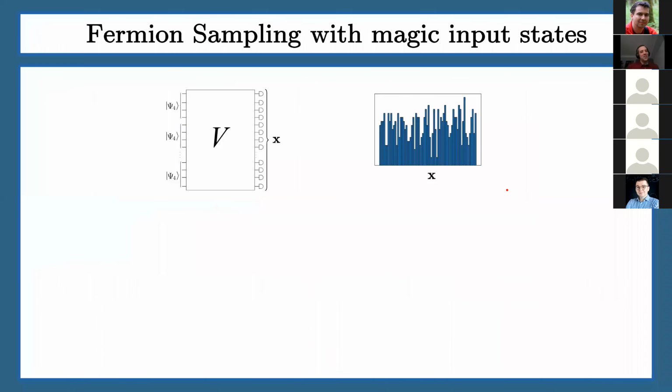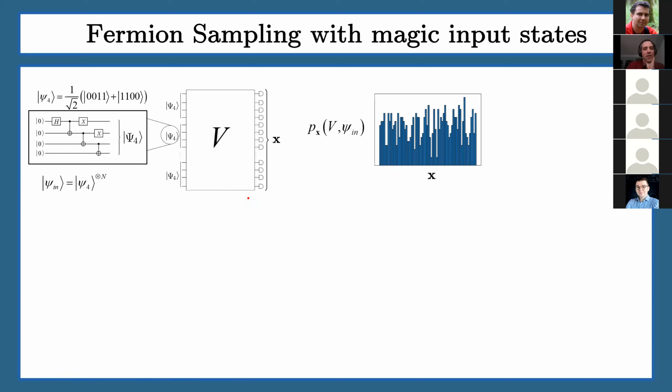So this is the context, here is our proposal. It's going to be, again, a sampling task, but we are going to have this FLO circuit here, a random FLO circuit, that would be initialized in many tensor copies of so-called magic states, that are basically specific GHZ states that are written here for qubit GHZ states. So the task is to run the circuit for random V belonging to this class.